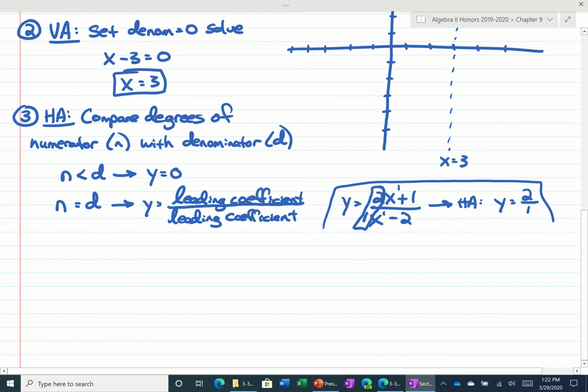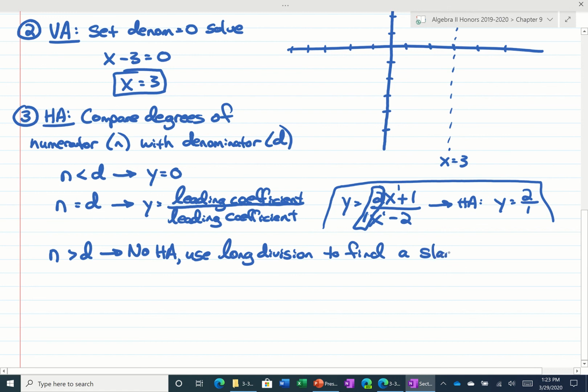And the last thing that could happen is if the top power is bigger than the denominator, that means that there's no horizontal asymptote. We're going to use long division to find a slant asymptote.